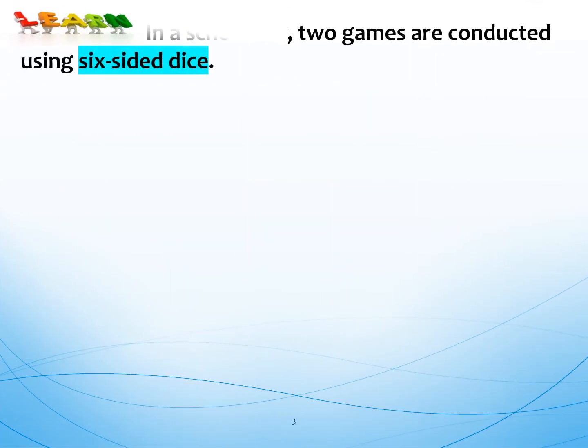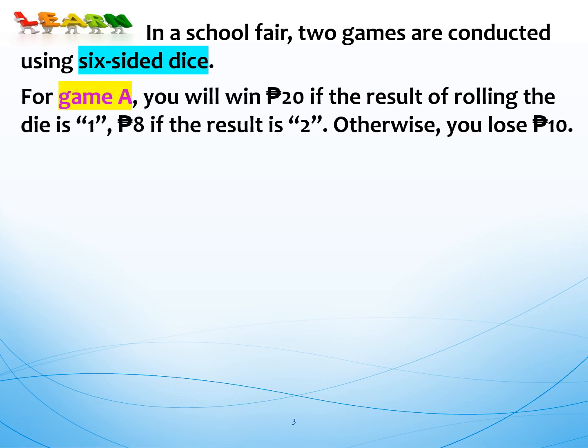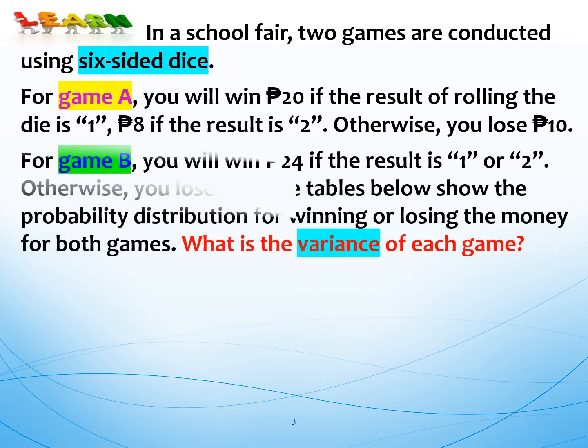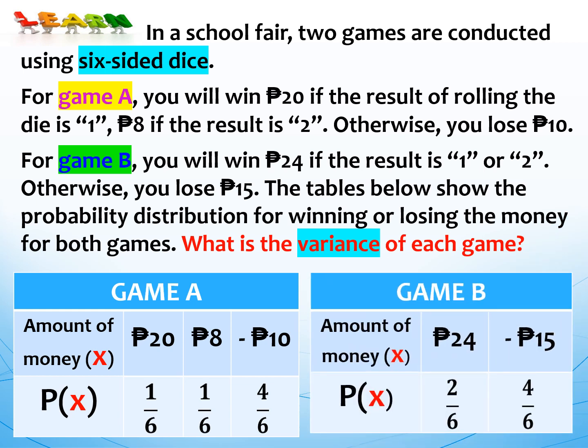So I have the following example. In school, two games are conducted using a six-sided die. For game A, you will win 20 pesos if the result of rolling the die is 1, and 8 pesos if the result is 2, otherwise you lose 10. For game B, you will win 24 pesos if the result is 1 or 2. Otherwise, you lose 15 pesos. The table shown below shows the probability distribution for winning or losing money for both games. The question is, what is the variance of each game?